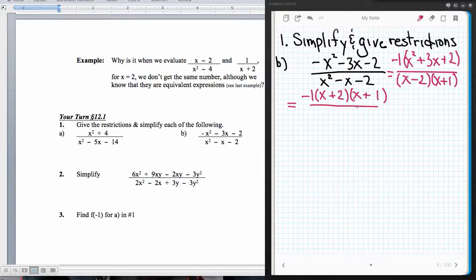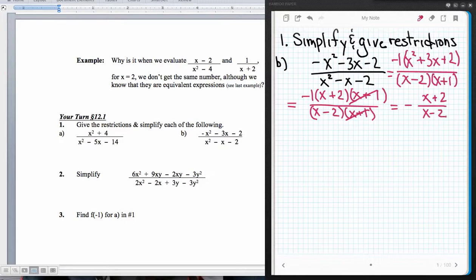Now that I have it all factored out, I can do the simplification, the canceling part. And it turns out this time I have an x plus 1 canceling with an x plus 1. That leaves me with a negative fraction of x plus 2 over x minus 2.